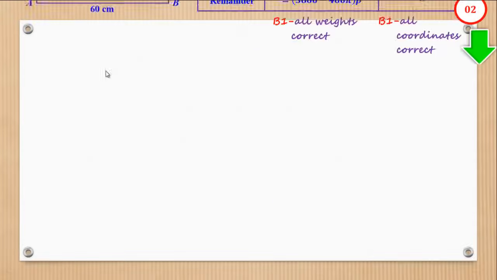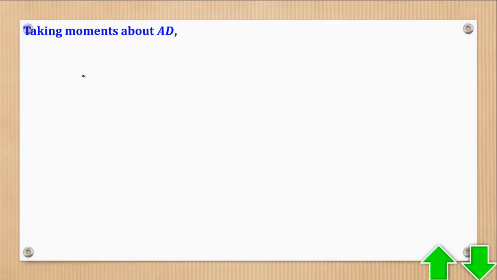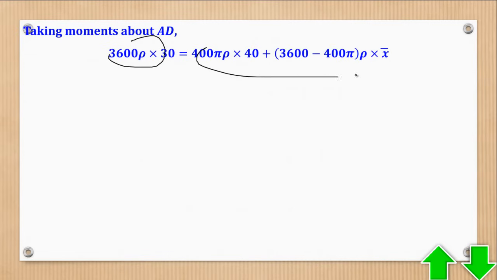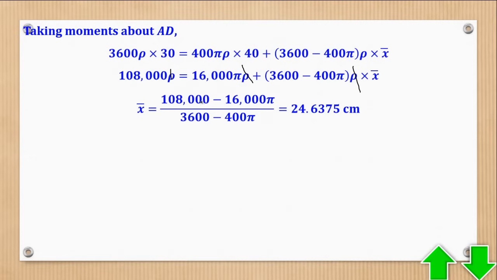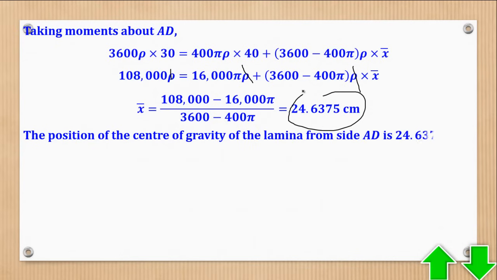Okay, so let's do that. So now we are going to take moments about AD. So you see, whole equals the individual ones. This for the circle and this for the remainder. Then you realize that we have only one unknown. Do you know why? Because here, I can choose to remove the rho. And there we have only one unknown. Using a calculator, I'll come up with this as the answer. And that will be now the position you conclude.